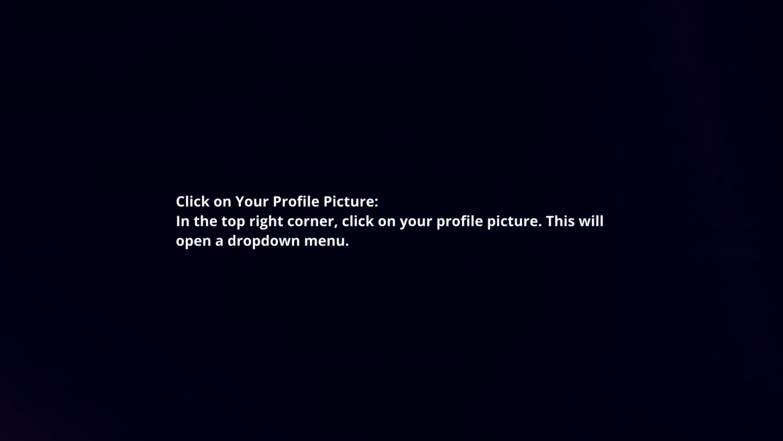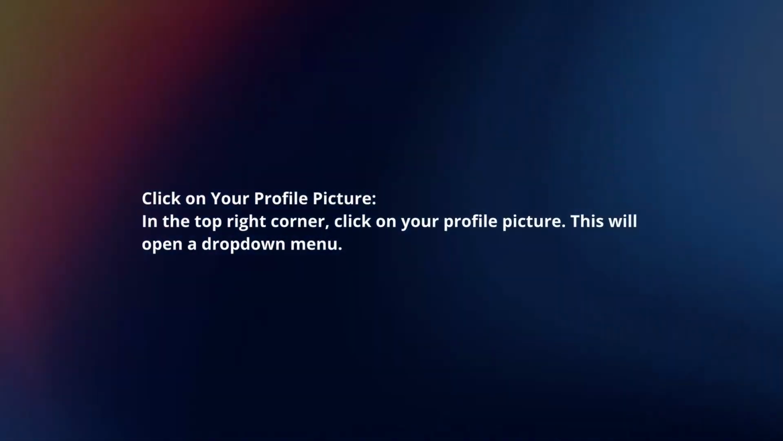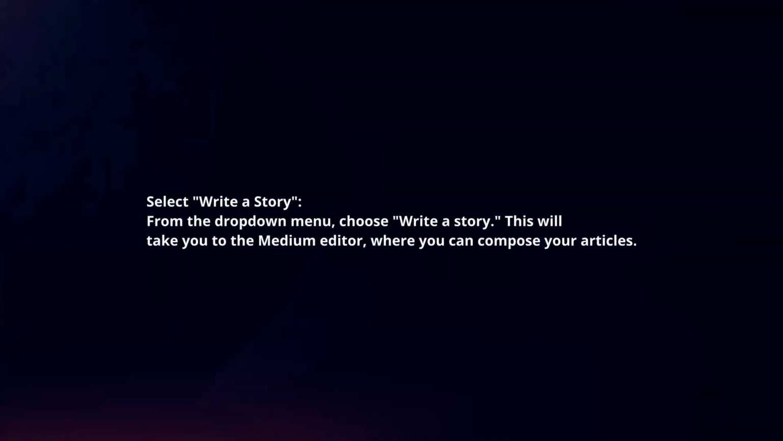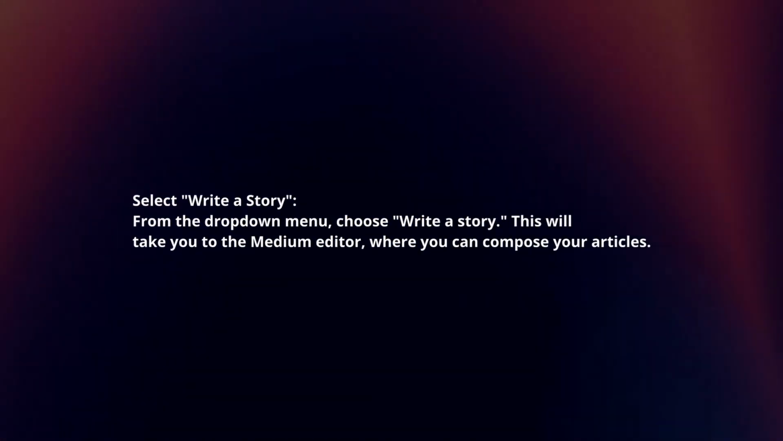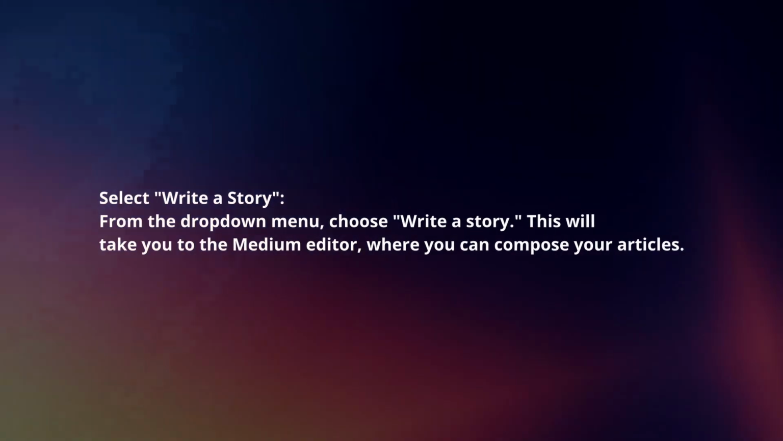Click on your profile picture. In the top right corner, click on your profile picture. This will open a drop-down menu. Select Write a Story. From the drop-down menu, choose Write a Story. This will take you to the Medium editor, where you can compose your articles.